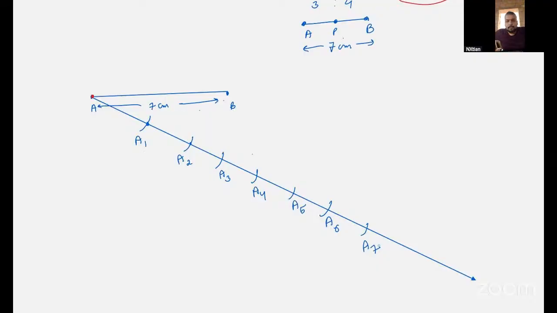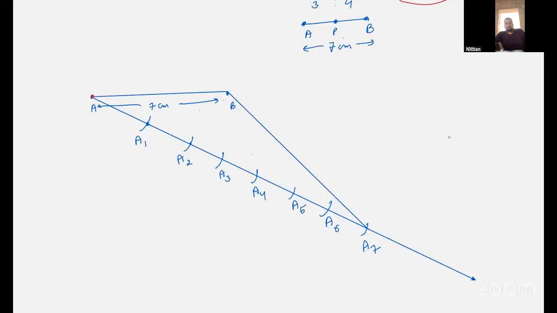Now, everyone done? I hope. Okay. Now, what do you have to do? What is the last point of this acute angle ray? It's 7, no? A7, no? Now, join A7 and B. You have to join A7 and B, like this. Yes, with the scale. Put the scale and join A7 and B.